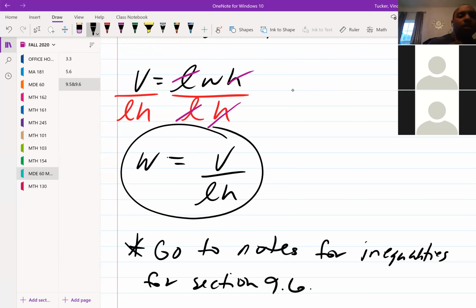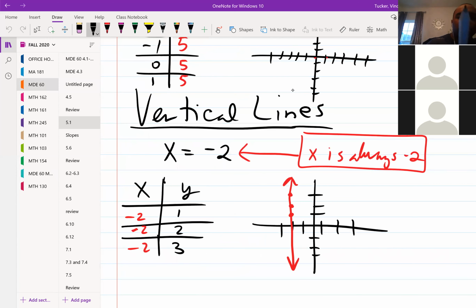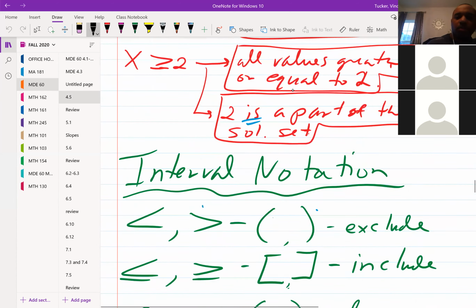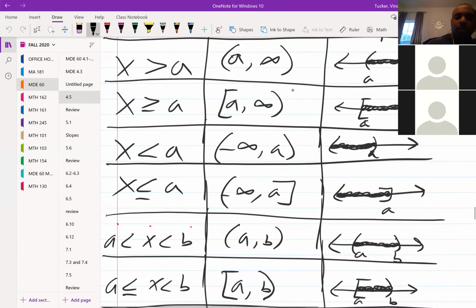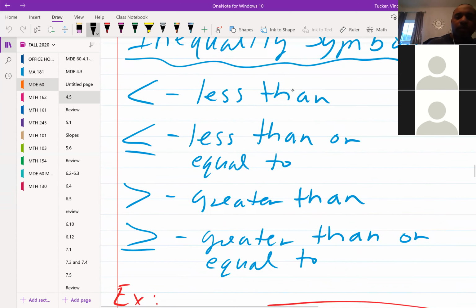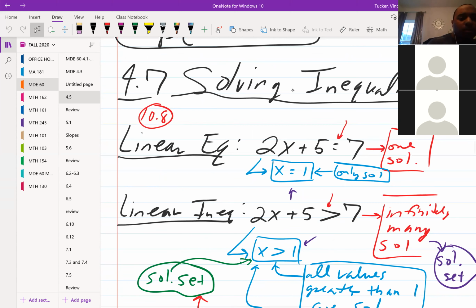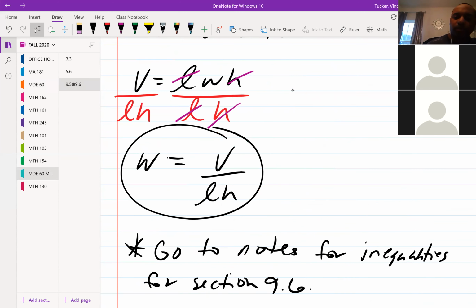So let's see, I already have these notes written out. I should have anyway. Did I not? Yep, there it goes. Okay. All right, hold on. Is section 4.5. All right.